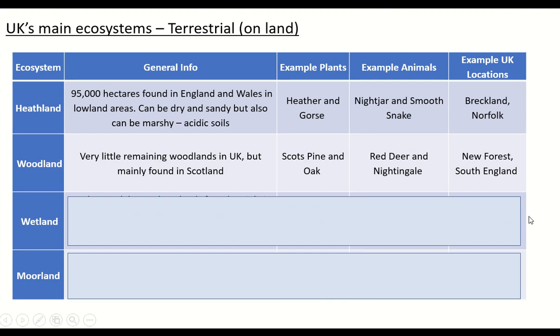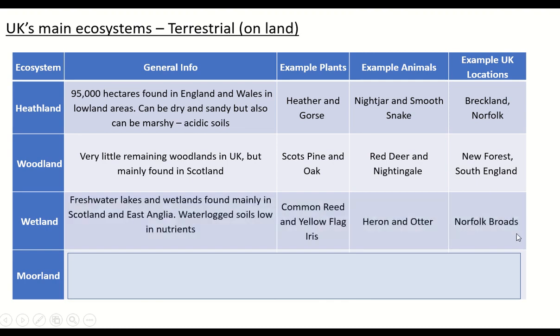Now, wetland areas, we're really fortunate. We live near the Norfolk Broads, so again we've got another nice example we can just use easily. They are freshwater lakes and wetlands that are mainly found in Scotland, but also East Anglia. Waterlogged soils, very low in nutrients, and you'll get species like common reed or yellow flag iris. They're both types of plant there. Animals-wise, herons and otter, again things we associate with Norfolk quite strongly.